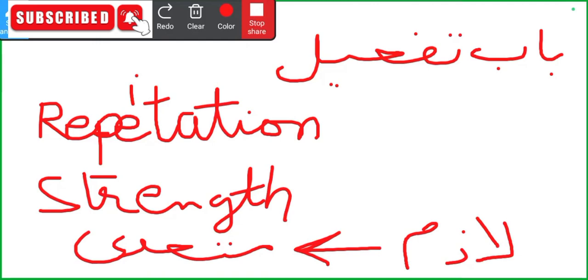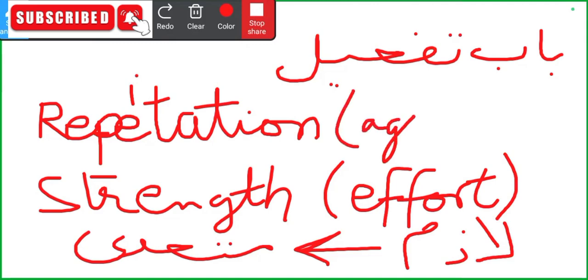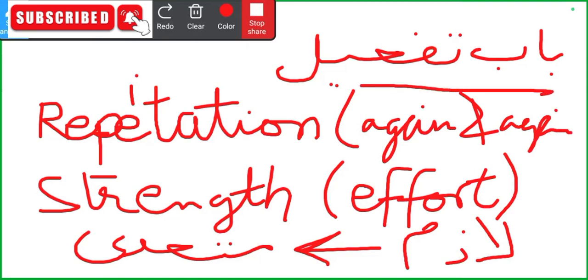So katala is he killed. Qattala is he killed with strength. He killed vigorously. He put all his efforts to kill. So we can also say effort, strength or effort, or he killed again and again. Right? So this is the meaning that bab taf'il brings into a verb or a noun.